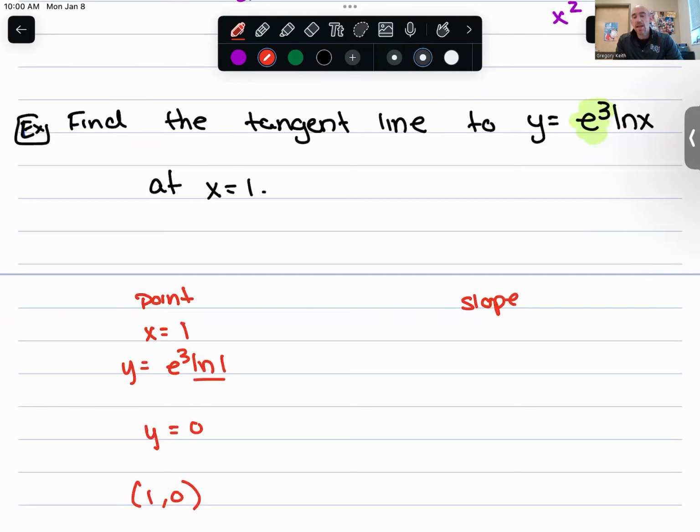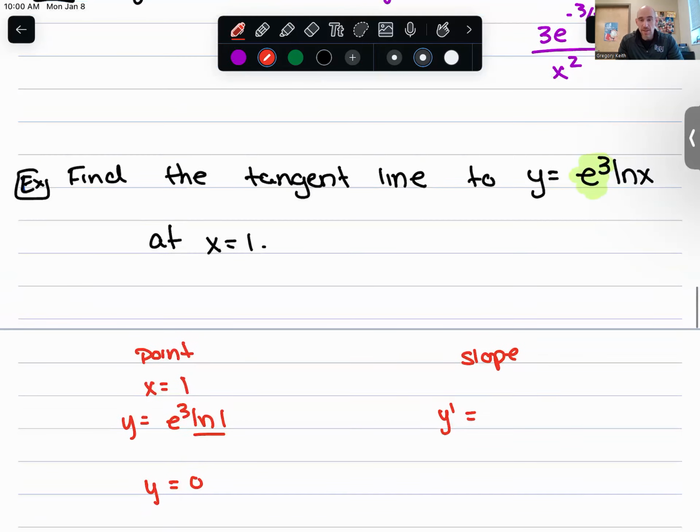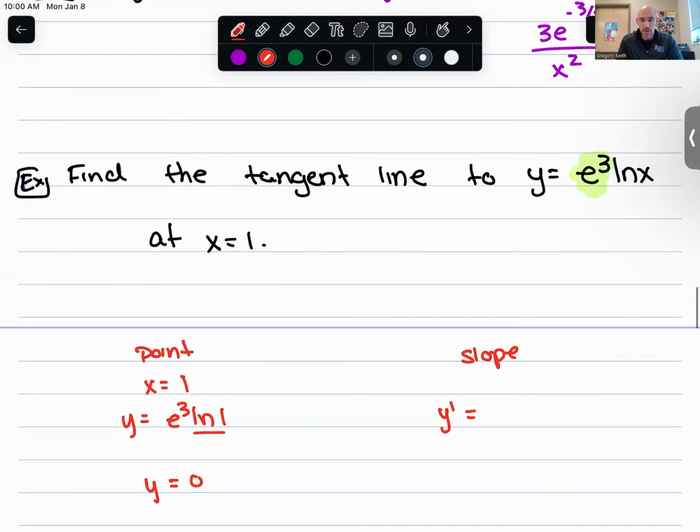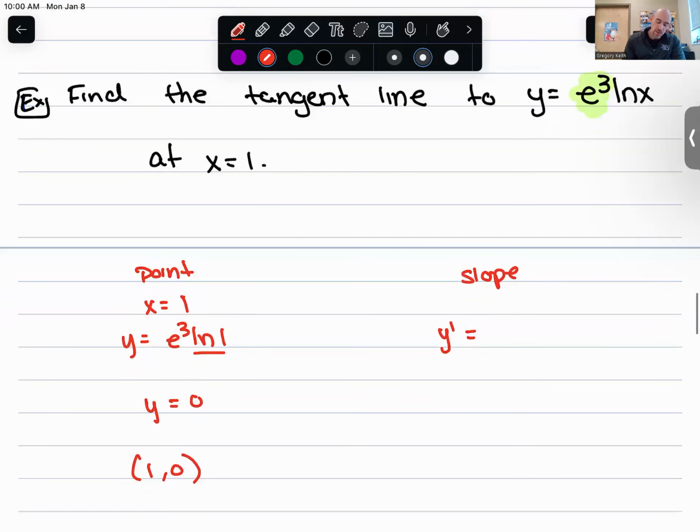Super exciting there. And our slope, the way that we find our slope is the derivative. Now, again, like I just said, e to the third power is a constant. There's no x there. So we're not even going to use the derivative of e to the x. So this is actually just e to the third times the derivative of natural log of x, which is 1 over x. So our derivative is e to the third over x. And so we got to find the slope by plugging in that point.